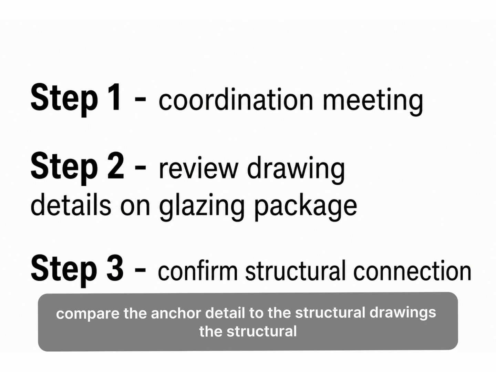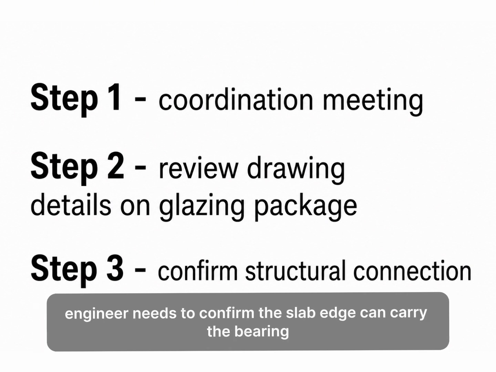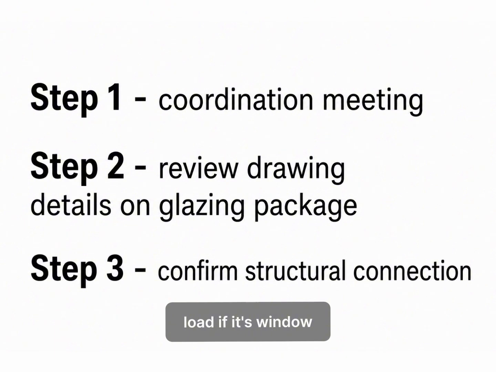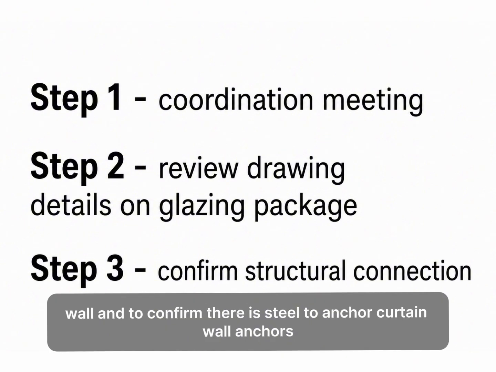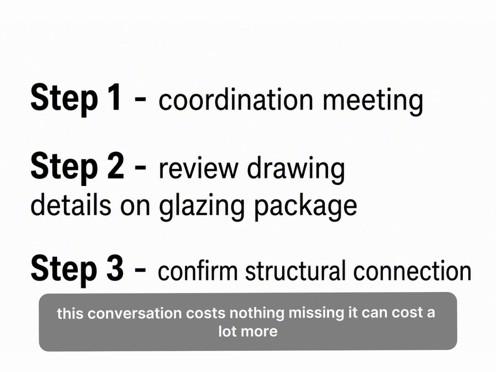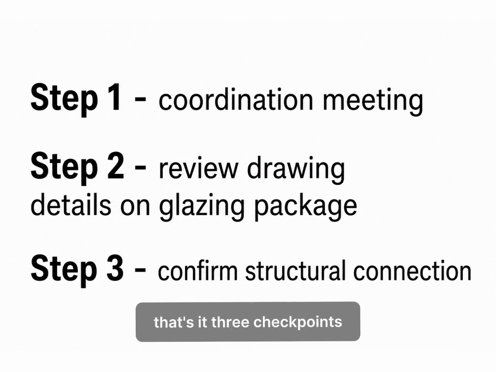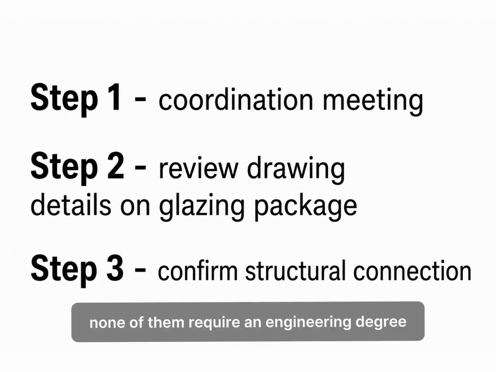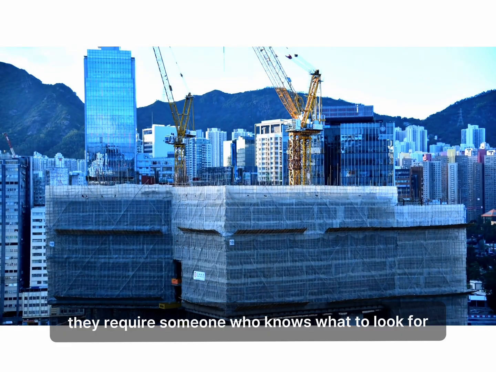Step 3. Compare the anchor detail to the structural drawings. The structural engineer needs to confirm the slab edge can carry the bearing load if it's window wall and to confirm there is steel to anchor curtain wall anchors. This conversation costs nothing. Missing it can cost a lot more. That's it. 3 checkpoints. None of them require an engineering degree. They require someone who knows what to look for.